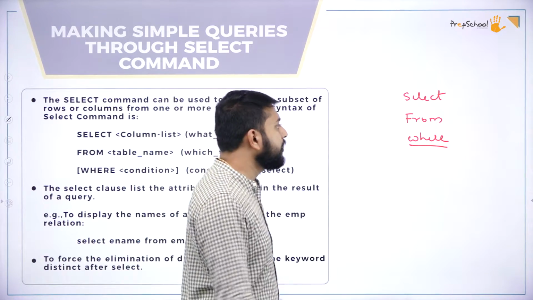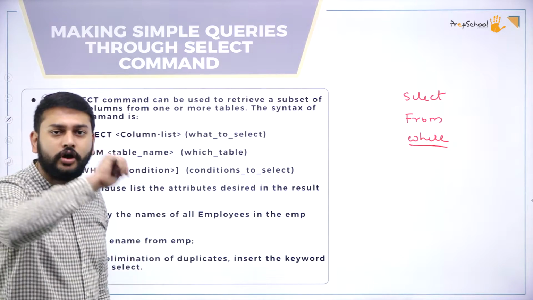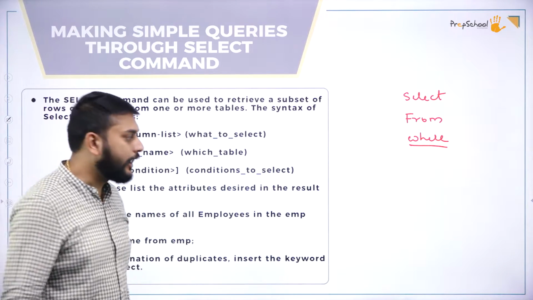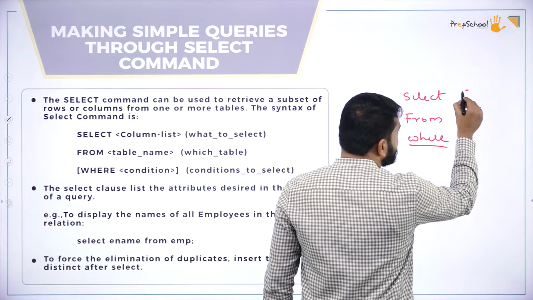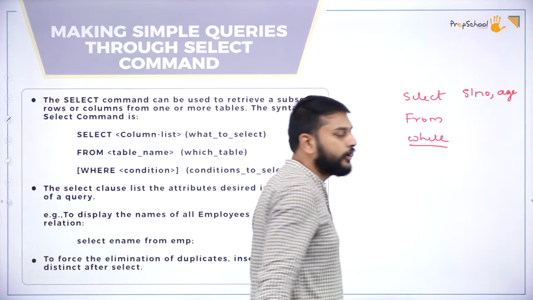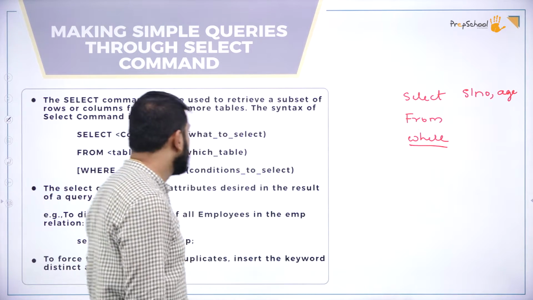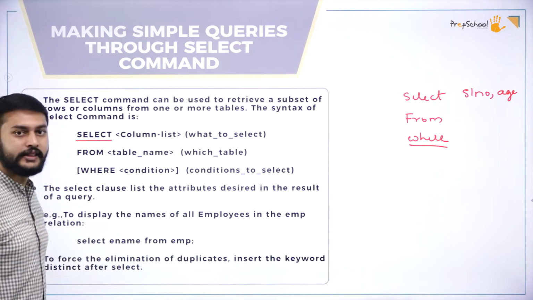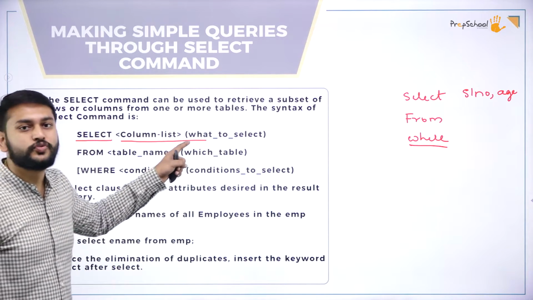I will speak about that in detail now. Listen to me carefully. Imagine I have 4 columns in my table. I want to select only 2 columns, for example, serial number, comma, age. Here I have used a keyword called select. Then after that, the column list. What I have to select, that is what I have given.